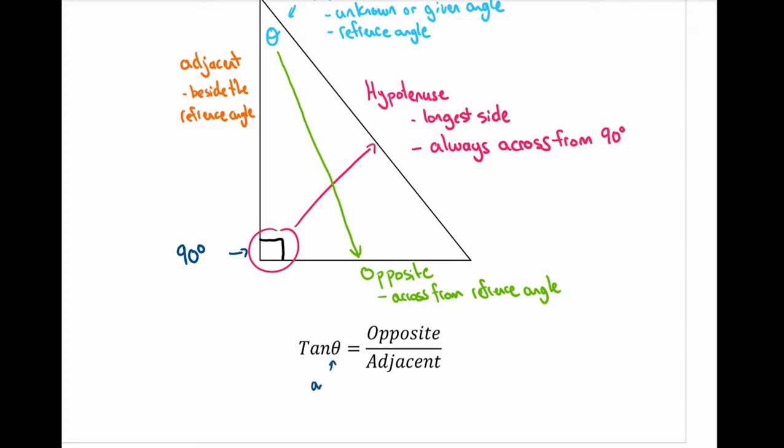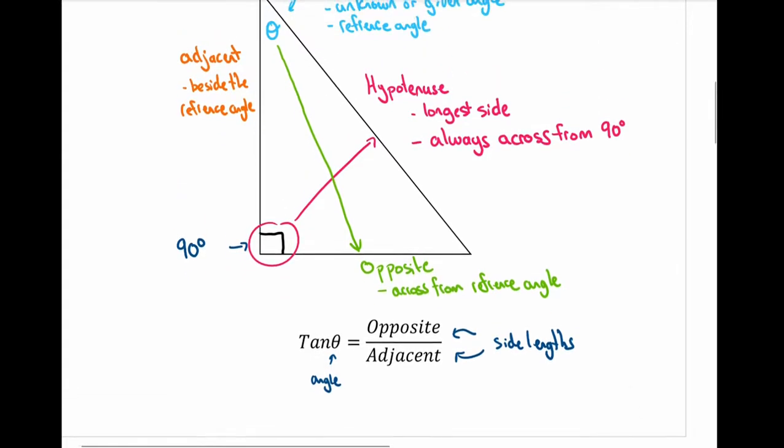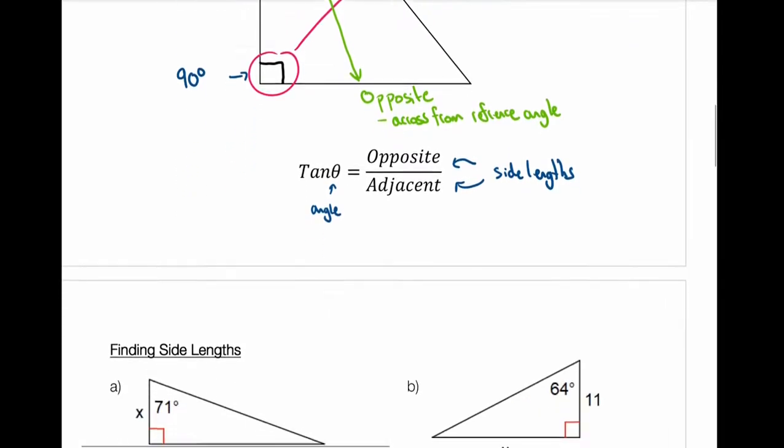Again, remember theta refers to our angle, and when we talk about opposite and adjacent, we're basically referring to side lengths, or specifically the side length of the opposite and the side length of the adjacent. The other ratios deal with other pairs of sides, so it's important to know what is the opposite and what is the adjacent, because that's what we're using with tan.